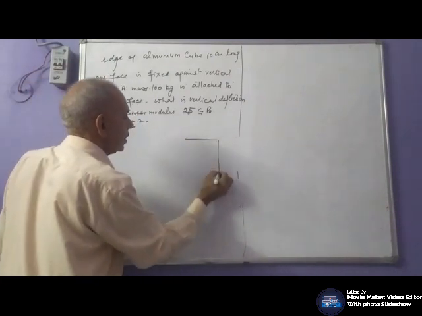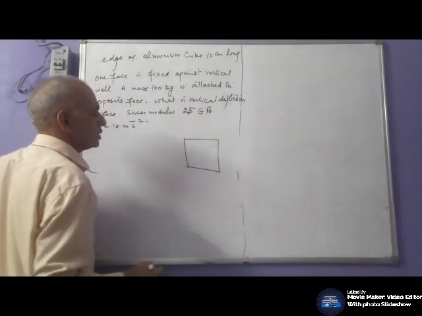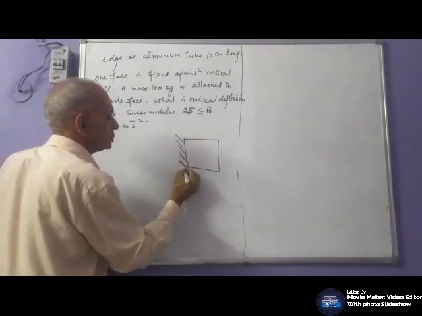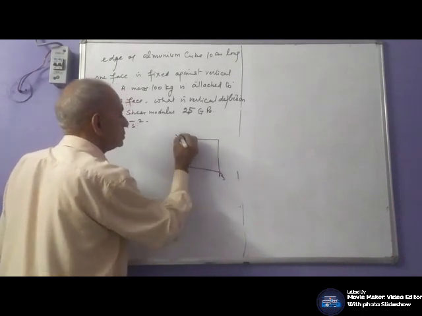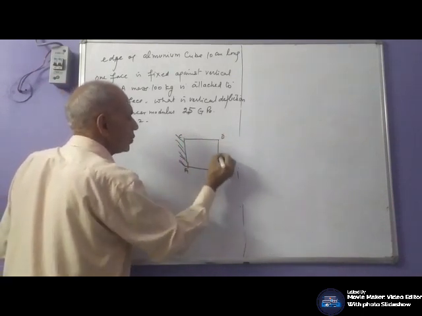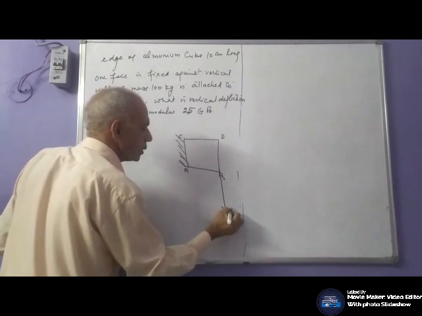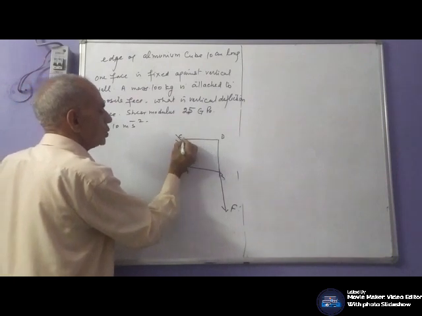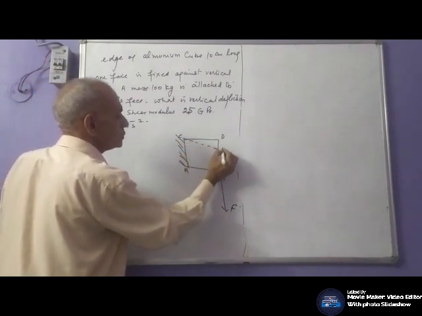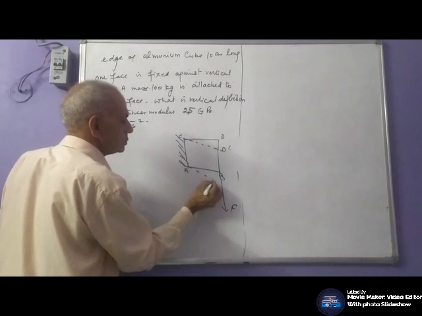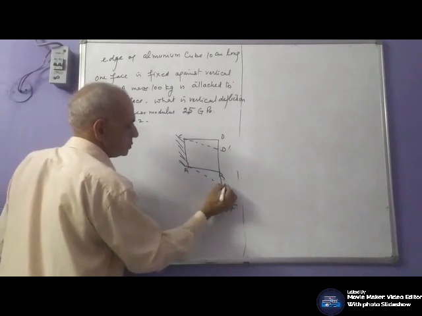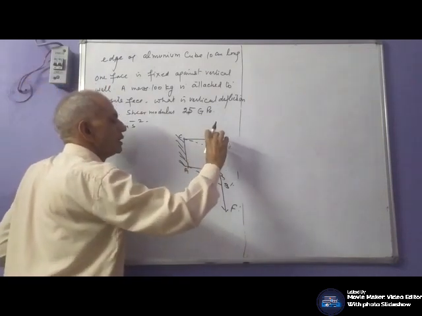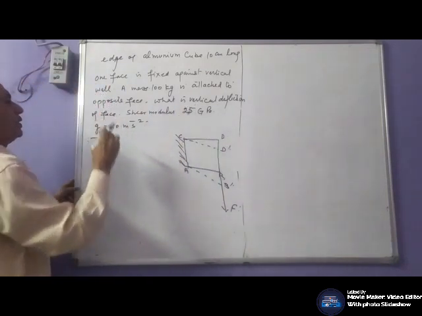This is the aluminium cube, two dimensions. This is the wall, this is fixed. A force on the opposite face, this end is fixed. So this will be the deflection. So we have to find this, D dash. What is the vertical deflection?